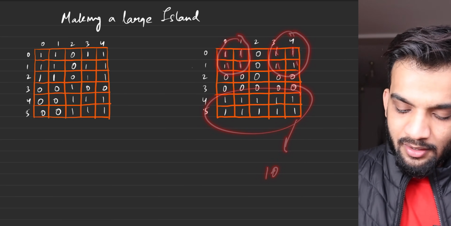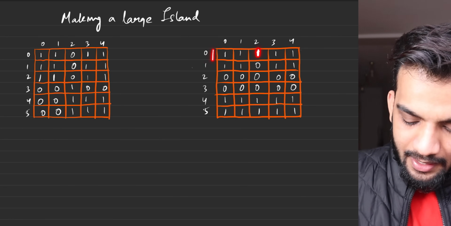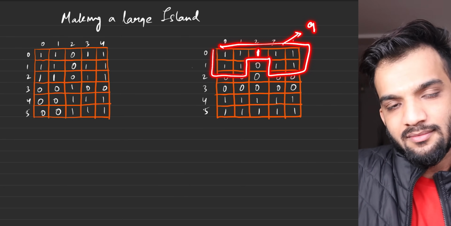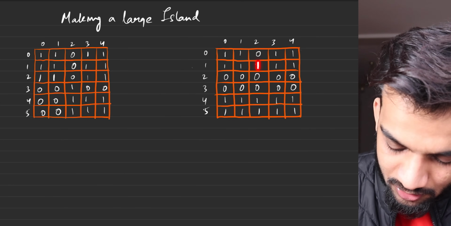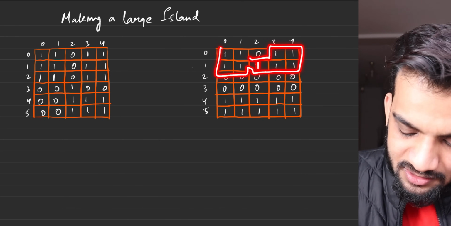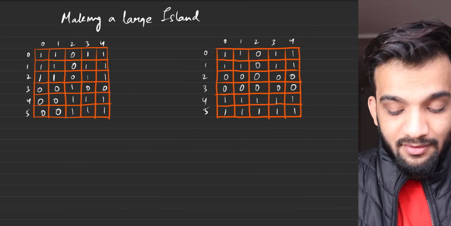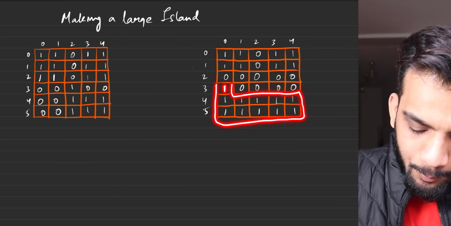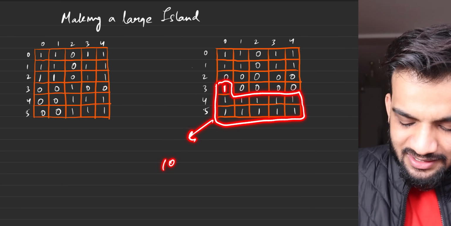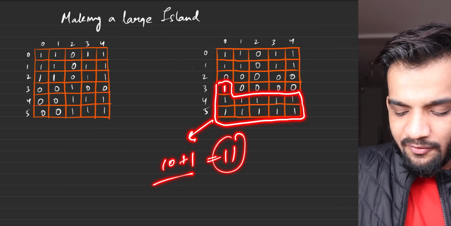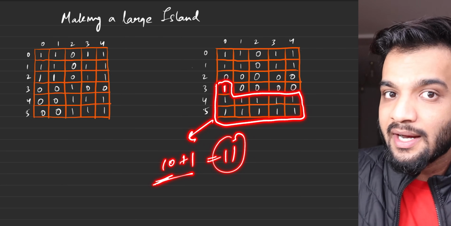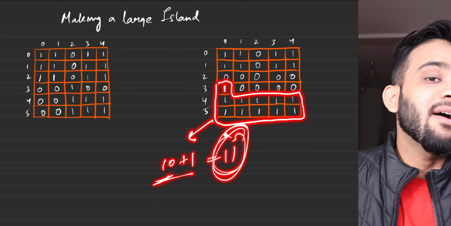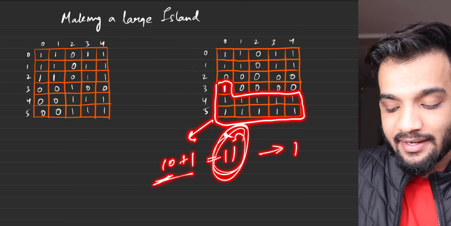Now, if I convert this, I will have something like this, which will be of size 4 plus 4 plus 1, which is 9. If I try to convert this, I will still have the same size 9. But if I try to convert this, it might be connecting only one component, but it will still be size 10 plus 1 equal to 11. 10 for the component itself, and you converted a 0 to a 1, so it is 11 now. So the largest that you can get is 11.